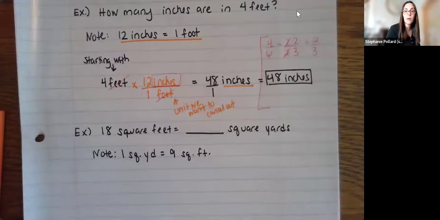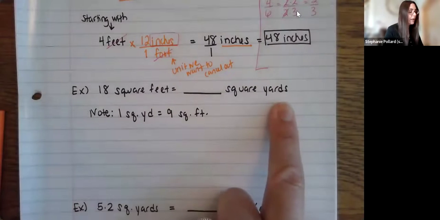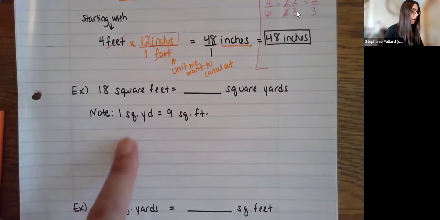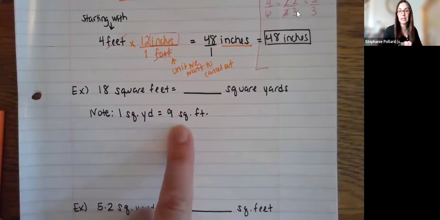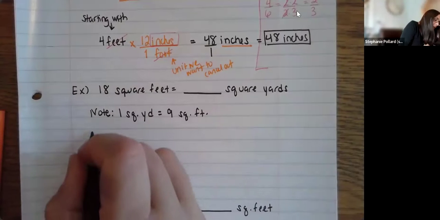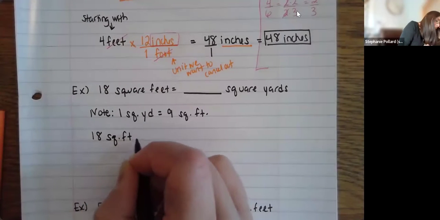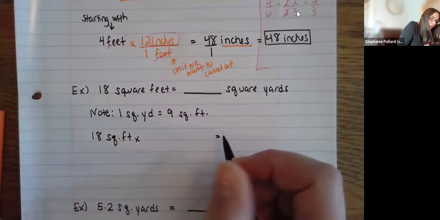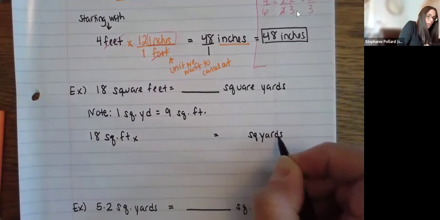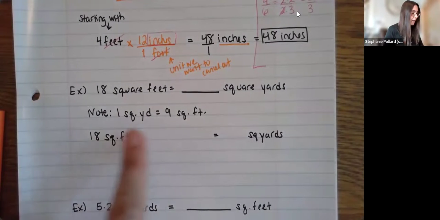All right, let's try a couple more. So here we're going between square feet and square yards. Now this may be a unit that you're not as familiar with, right? As a side note here, 1 square yard is the same thing as 9 square feet. So I'm going to start with what I have. So I have 18 square feet. And my goal is to get to something in square yards. So the ratio that relates square yards and square feet is this one right here.